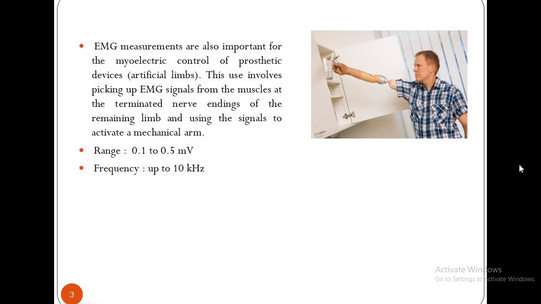The amplitude of the EMG signals depends upon various factors, for example, the type and placement of electrodes used and the degree of muscular exertions. A typical EMG signal ranges from 0.1 to 0.5 millivolts. They may contain frequency components extending up to 10 kHz. Such high frequency signals cannot be recorded on the conventional pen recorders, and therefore they are usually displayed on the CRT screen.